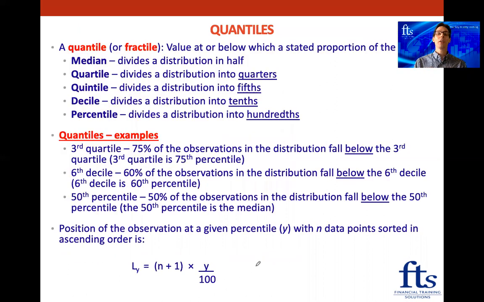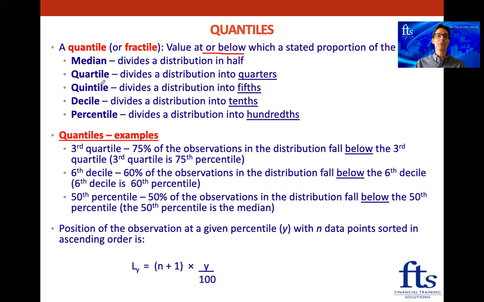Great. So this is now the last thing we need to look at in this section, in this class, which is the quantiles, but it will take a bit of time because it's quite an involved process. So let's have a look. What are these quantiles? A quantile is also known as a fractile. It's a value at or below, and that's the important part, a value at or below which a stated proportion of the data lies.